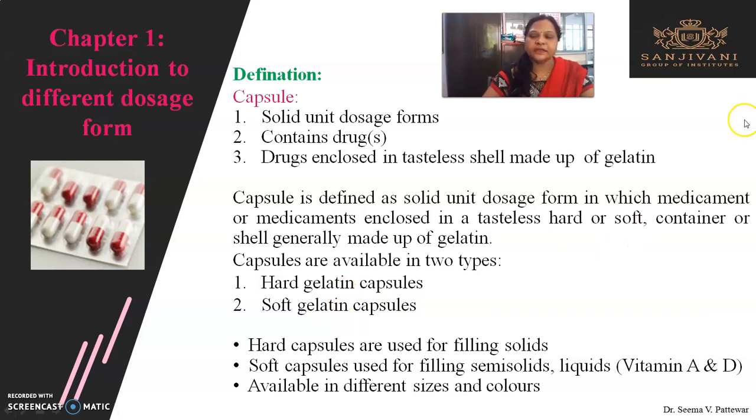So again here one drug is used or many drugs are used. It may be hard, it may be soft. It is also called a container or shell and is made up of gelatin. Hard gelatin capsules are used for filling solids, and soft gelatin capsules are mostly used for semi-solids and liquids. Example: vitamin A and vitamin D. They are available in different sizes and colors. Here the hard gelatin capsules are available in 8 sizes.